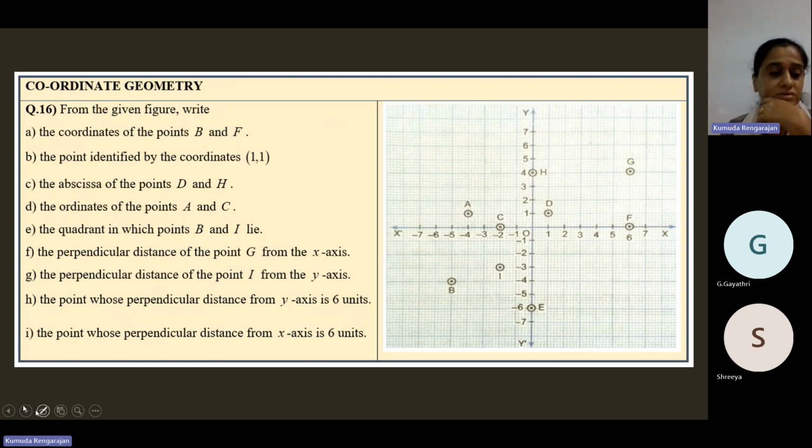Yeah, we'll just discuss this. Don't try to write the question now. There's no time. Yeah, Shreya, what are the coordinates of B and F? Coordinates of B, Shreya, fast.